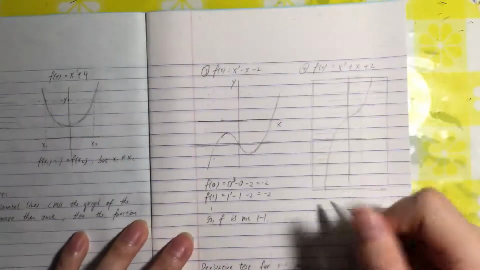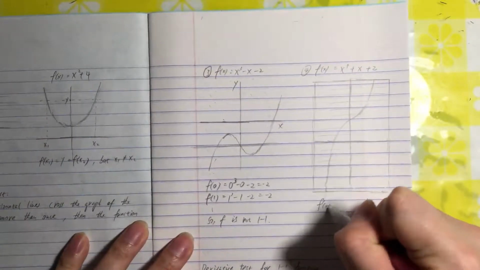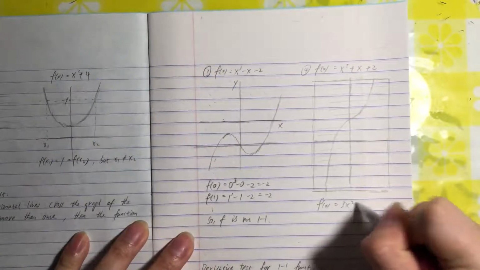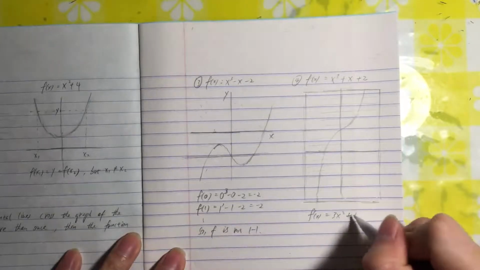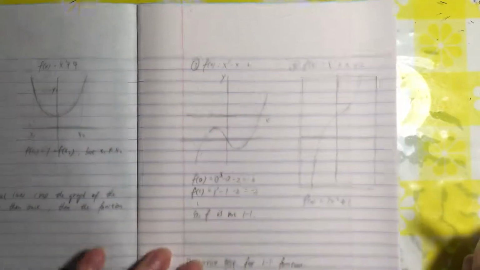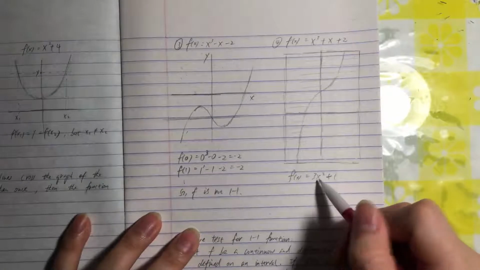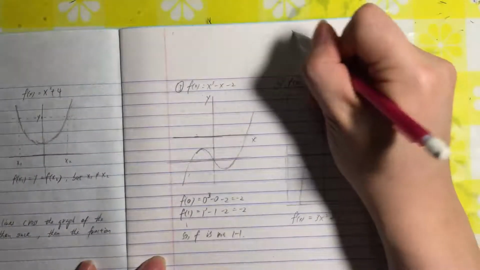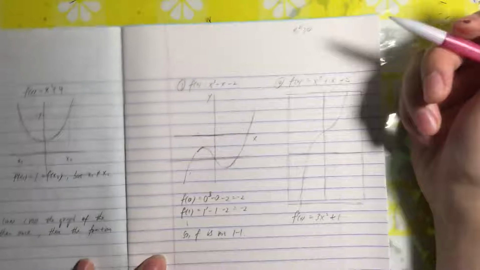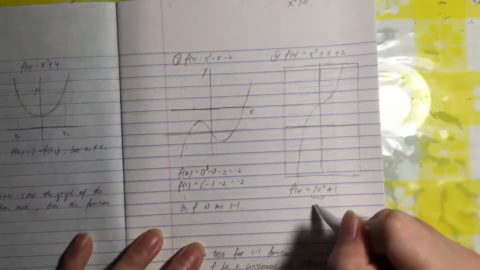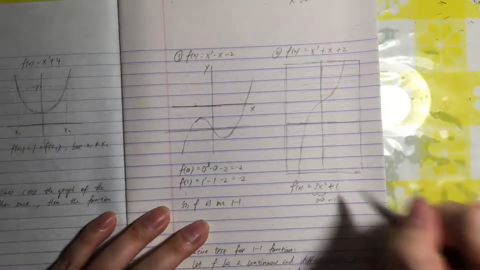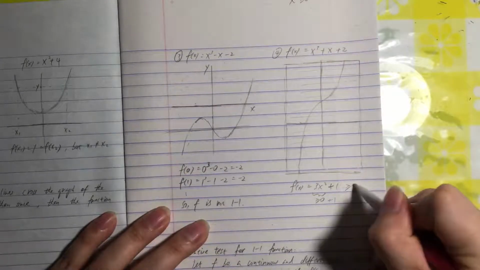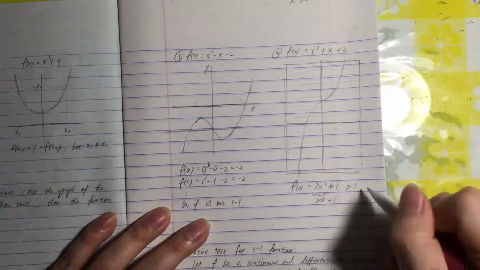If I take the derivative here, f prime of x is 3x squared plus 1. Is this function always positive? We know that x squared is always greater than or equal to 0. So 3 times x squared is always greater than or equal to 0. When I add 1, 3x squared plus 1 is always greater than or equal to 1, which is strictly greater than 0.